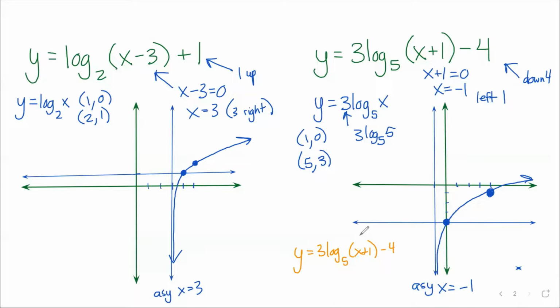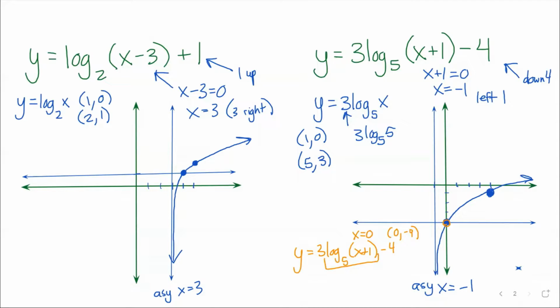So another way you could do this is you could say, we want this to equal 1, so we want x to be equal to 0. When x is 0, x plus 1 is 1. Log base 5 of 1 is 0. 3 times 0 is 0, minus 4 is -4. So we end up with the point (0, -4). Well, we have that point. We just got it in a different way.